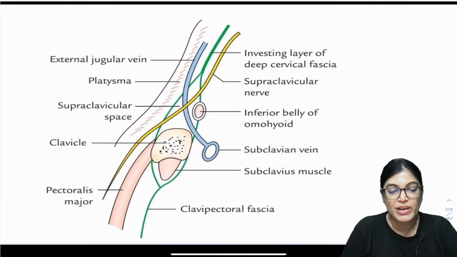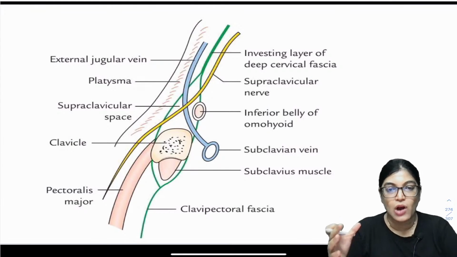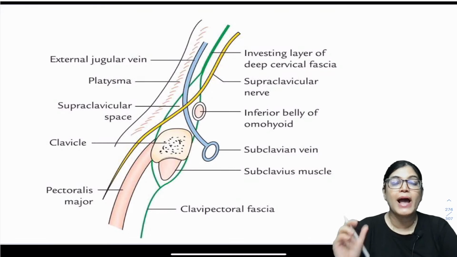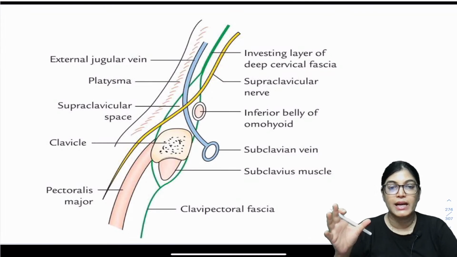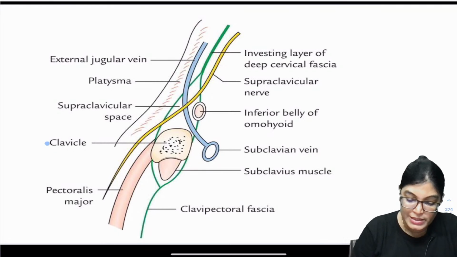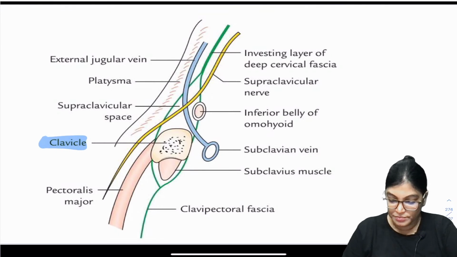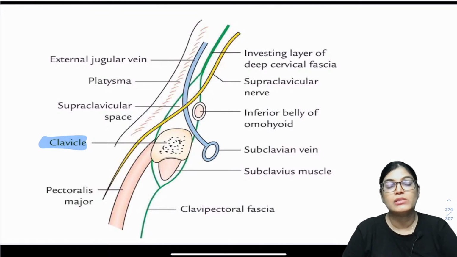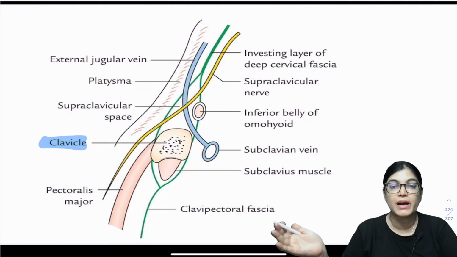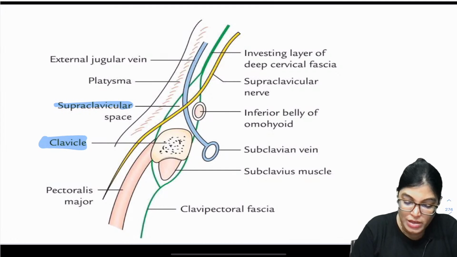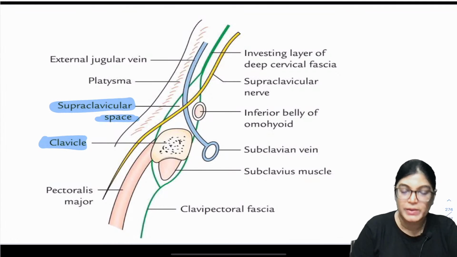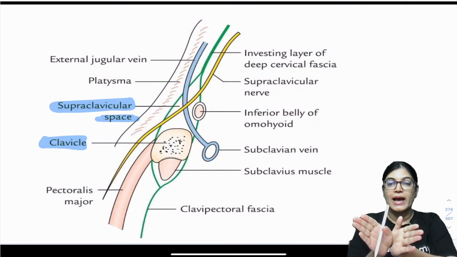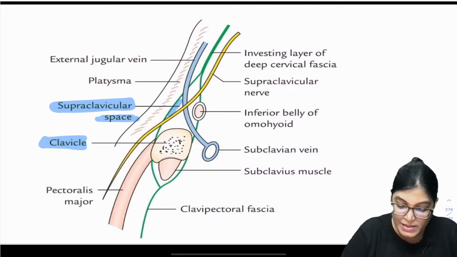What happens when it is traced downward below the hyoid bone is that the fascia will split twice and enclose two spaces. As you remember from the attachments, it is attached to the clavicle and to the suprasternal notch. When it attaches to the clavicle, in the middle 1/3 of the clavicle it splits to enclose a space, and this space, as you can see, is the supraclavicular space.